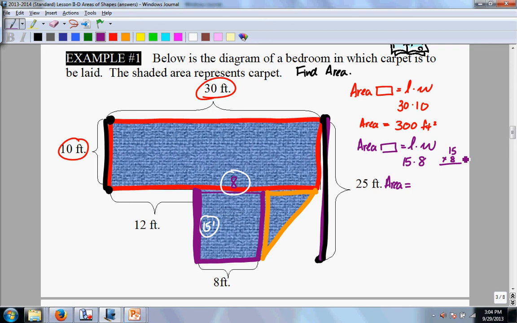You should not touch a calculator for single-digit multiplication. I prefer you to do that by hand. 8 times 5 is 40, so we carry the 4. 8 times 1 plus 4 is 12. So we have 120 feet squared.